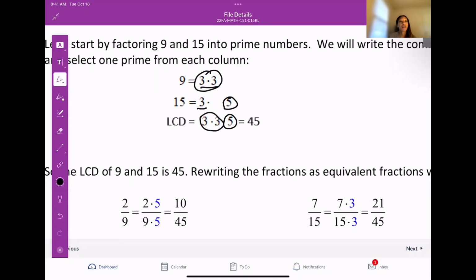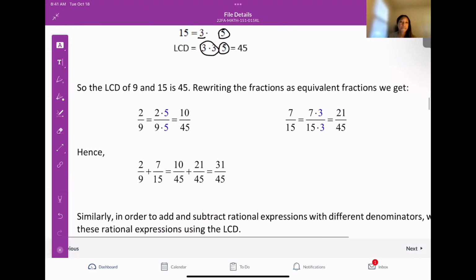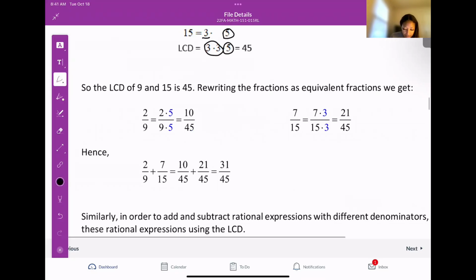Once you have your least common denominator, then you want to rewrite your original fractions by multiplying so that each of the fractions has the new common denominator. For example, if we start with a denominator of 9, we want a denominator of 45, we have to multiply by 5/5. If we start with 15 and we want to go to 45, we multiply by 3/3. Once you have your common denominators, it works out very similar to what we did in the last expression.